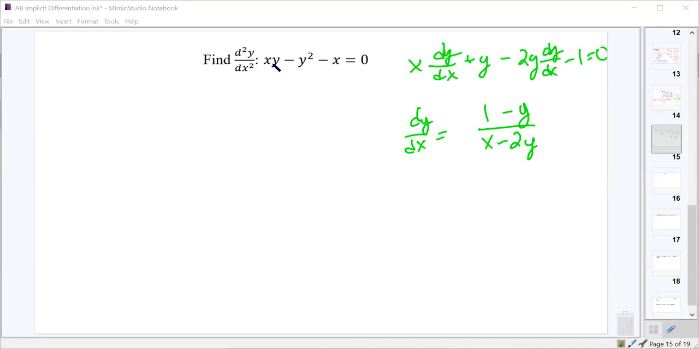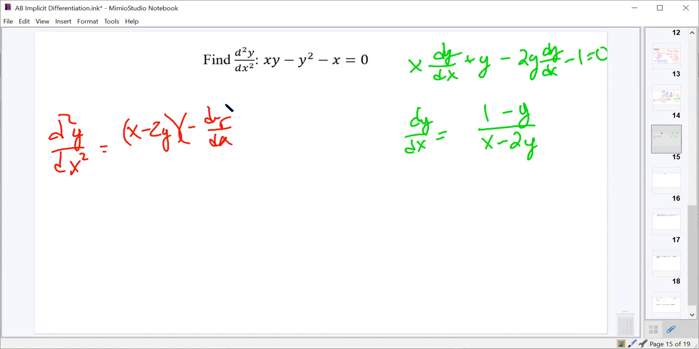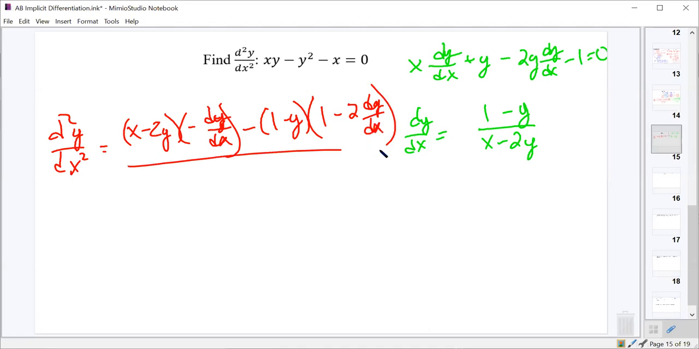All right, I guess we'll just do it since nobody's going to answer. So our second derivative should be the derivative of this, which is x minus 2y, so v du, which is negative dy dx, minus u, 1 minus y, dv, which is 1 minus 2 dy dx, all over x minus 2y squared. Everybody good there?